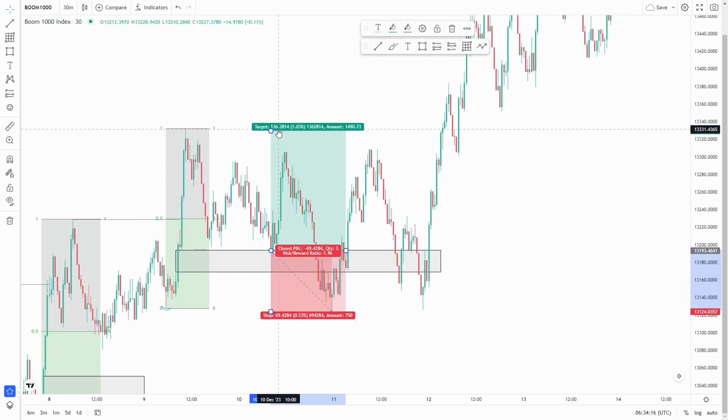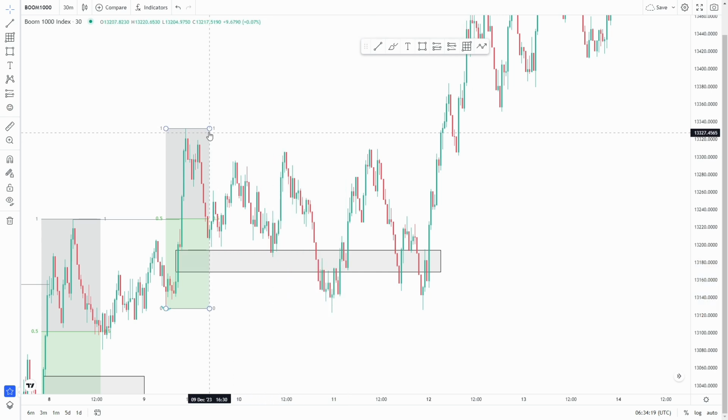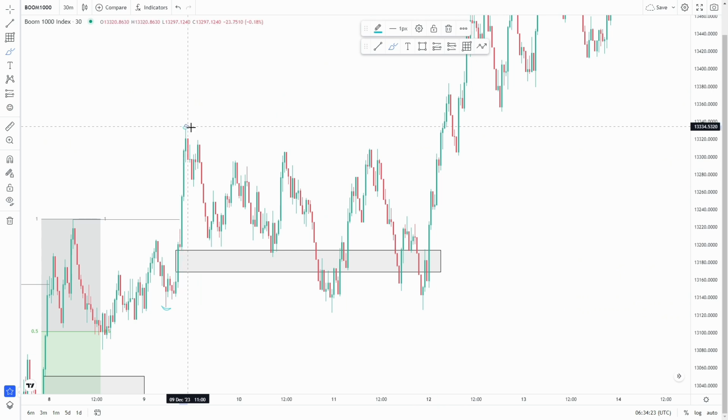So let's quickly see what's happening here. So we got our low, we got our high, okay, low, high. So now we're starting to make lower highs, lower lows. Price went to make another higher high, came down to make a lower low.